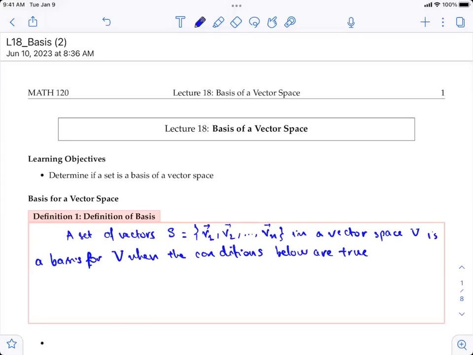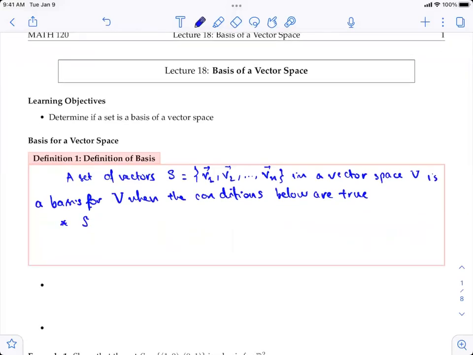As I mentioned a little bit earlier, to show that a set of vectors is a basis for a vector space, we need to show two things: that the set S spans the entire vector space and S is linearly independent. So there are two conditions here. First, S spans V. To show that S spans V, you need to show that for any vector v in the vector space V, the vector v can be written as a linear combination of V1, V2, up to Vn.